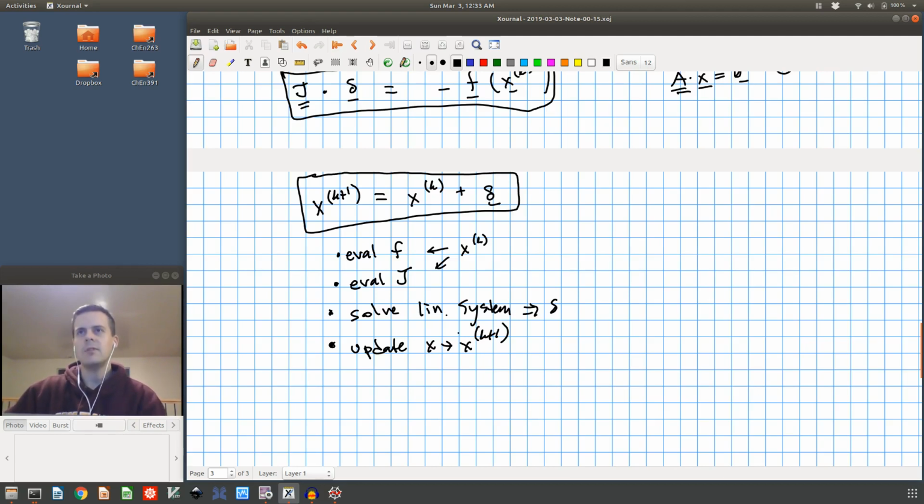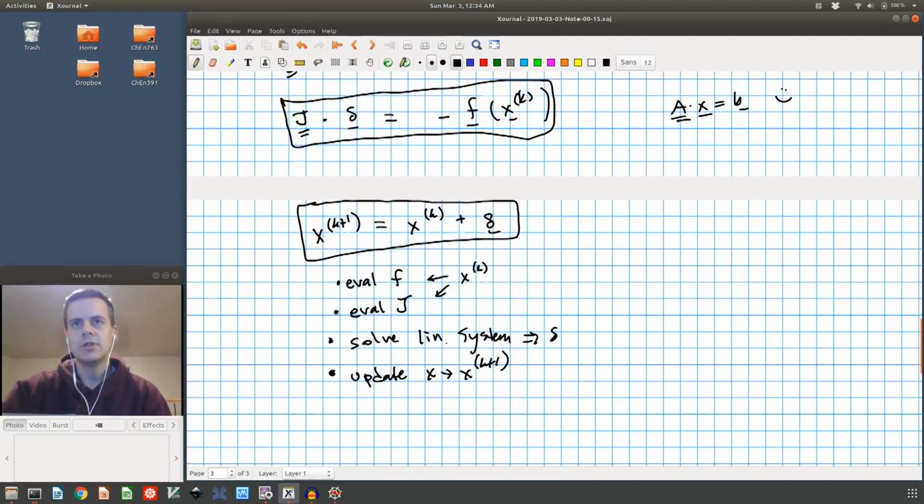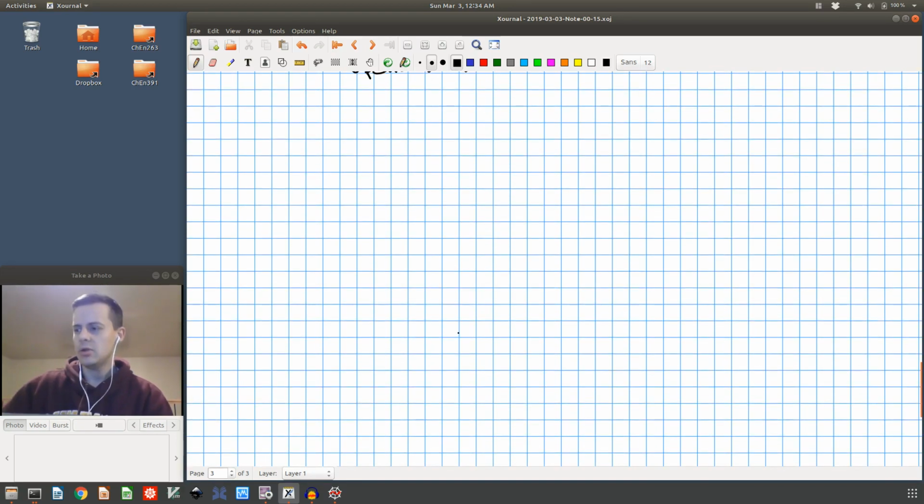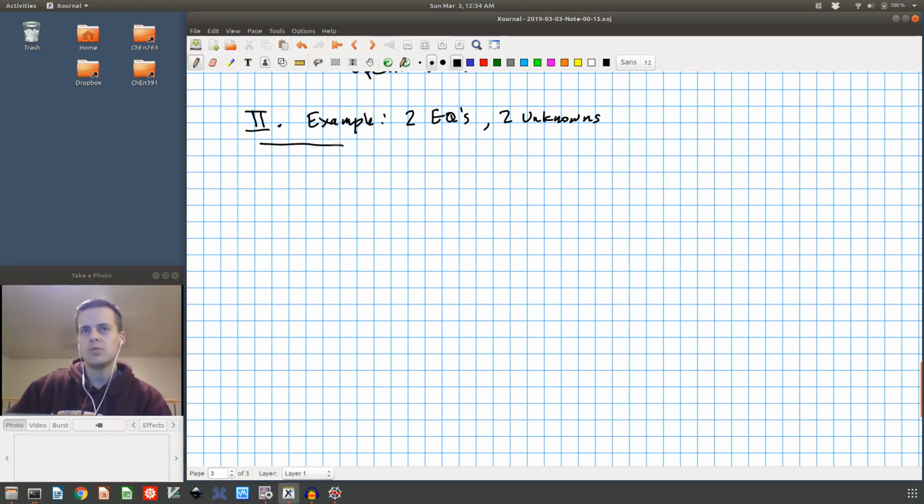Okay, so enough of just talking about that stuff. Let's do an example, and I'll show you some code. So we'll do the example part out, and I'll show you the code. So number 2, this is our example: 2 equations, 2 unknowns.